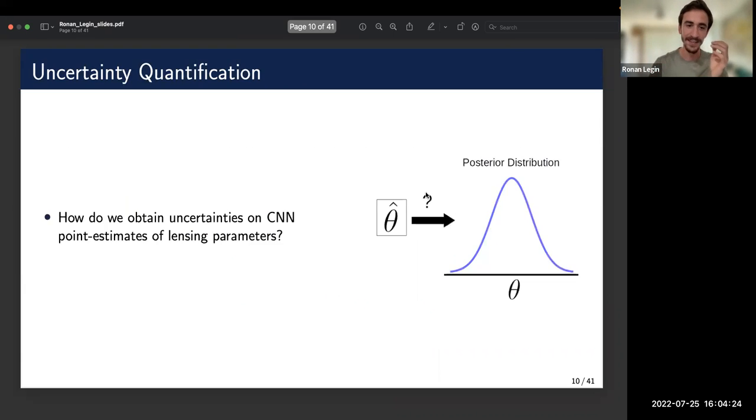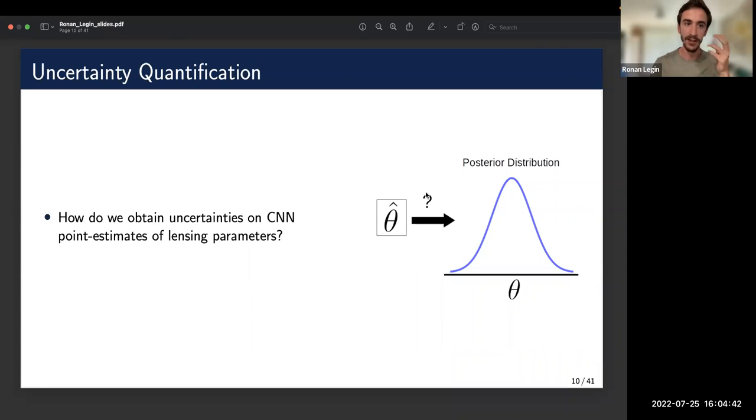But the problem is that in their basic form, they only predict point estimates of lensing parameters and are devoid of any kind of uncertainty on their prediction. So how do we model the uncertainty of these CNN predictions? In other words, how do we perform posterior inference based on these CNNs?